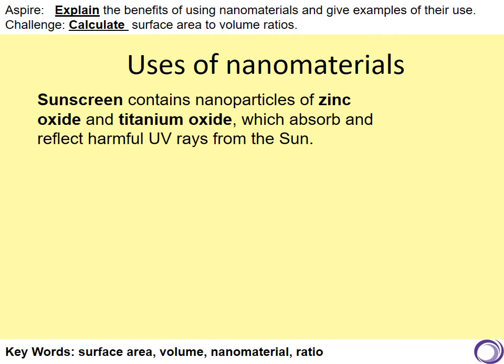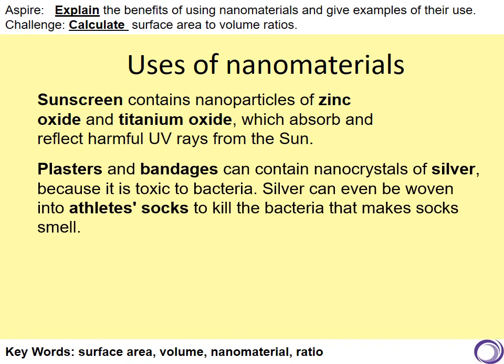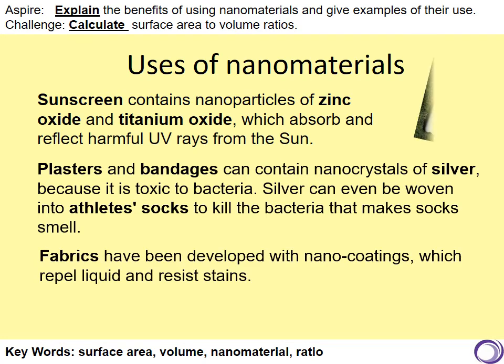Well, we can use them in sun cream. So zinc oxide and titanium oxide are used in sun cream because they absorb the harmful UV rays from the sun. We can use them in plasters and bandages, and we put nanocrystals of silver in there because it's toxic to bacteria. As you've seen in the previous question, we could also use it in socks. Both of these would kill bacteria and prevent infection. And we can also have fabrics with nano coatings so that they will repel liquid and become stain resistant.